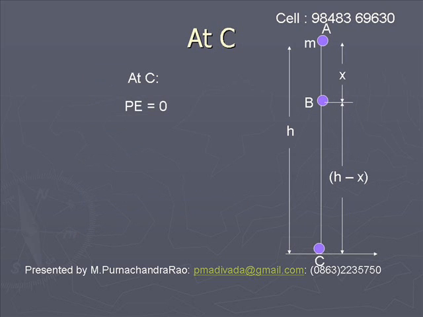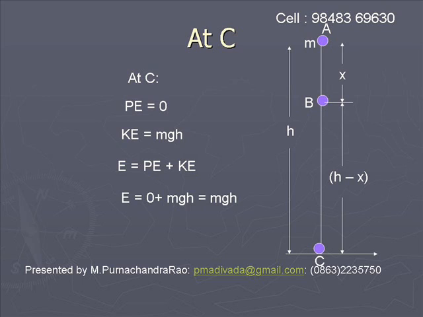At C, potential energy is 0 because the height of C from ground is 0. Just before touching the ground, the height becomes 0, so potential energy becomes 0. And the distance through which it has traveled is h, so the kinetic energy becomes mgh. The potential energy will be entirely converted into kinetic energy, hence it is equal to mgh. So the total energy is equal to Pe plus Ke, that is 0 plus mgh, that is equal to mgh.